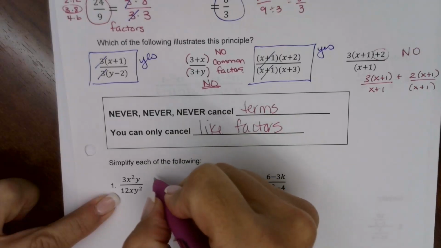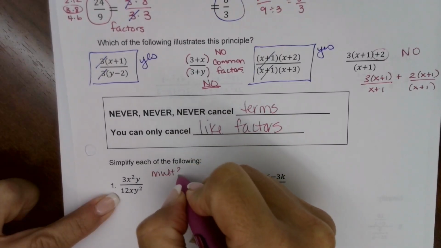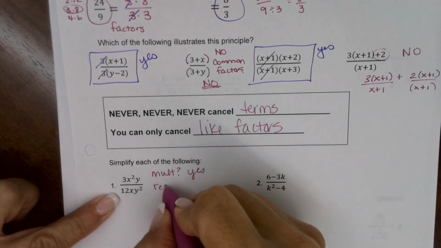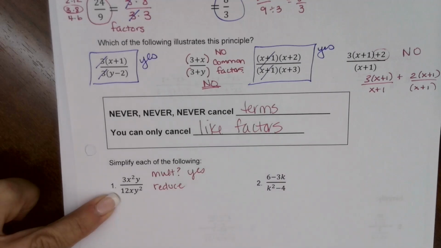So the first thing that I want to check is, is it multiplied? And the answer here is yes. So now I can reduce. And I'm reducing by canceling like terms, okay?